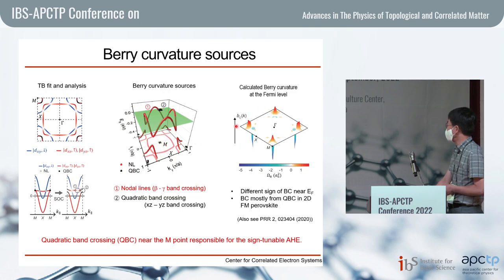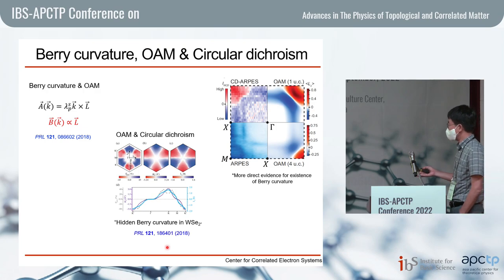And Bohm Jung's group did the calculation of Berry curvature based on the model. And this Berry curvature is maximum near these four corners of the Brillouin zone. And these are what contribute to the anomalous Hall effect. And among these two, it turns out that the contribution to this Berry curvature mostly comes from the quadratic band crossing near the endpoint. Now, this is a theory. We wanted to check it from the experimental side.